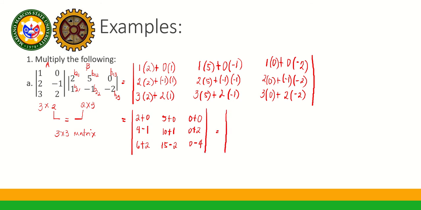And then simplifying further, we have 2 plus 0 is 2. 4 minus 1 is 3.